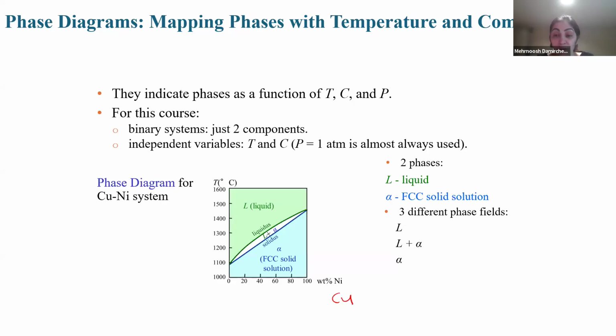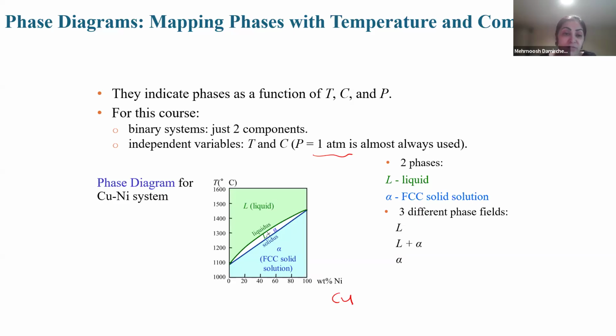So they are binary systems with two components, and we usually keep pressure constant at 1 atmosphere, as you see here. The copper nickel phase diagram includes two phases: the liquid that you see in green color, and the solid phase, which is the alpha phase with an FCC structure, face-centered cubic.